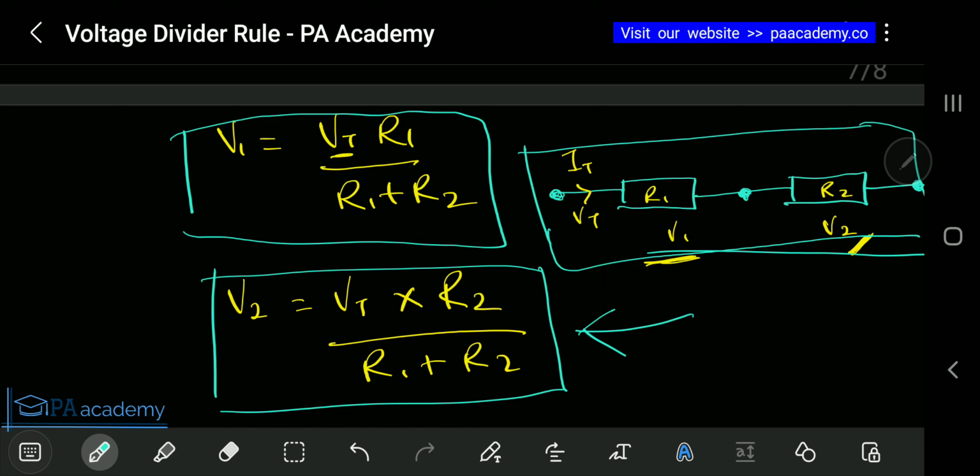Exactly. But when you want to get that of current divider rule, you are going to use the idea of resistors connected in parallel. Please try and understand this. You might need to write it down so that it can sink in. I've explained it in the other video, but I need to say it again here.